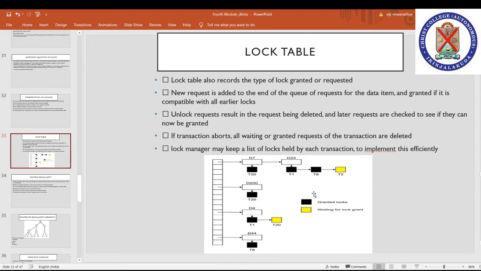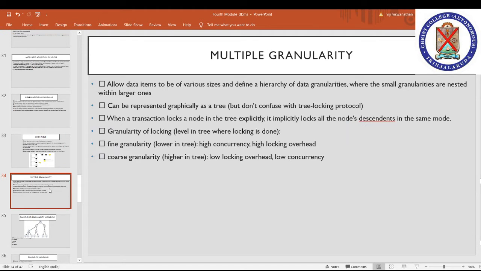An unlock request results in the request being deleted, and later requests are checked to see if they can now be granted. If a transaction aborts, all the waiting or granted requests of that transaction are deleted. The lock manager may keep a list of locks held by each transaction to implement this efficiently. Next, we can discuss granularity.